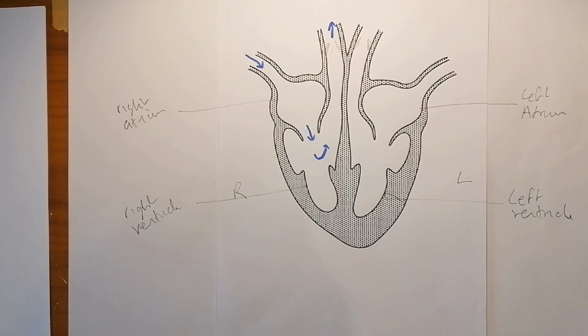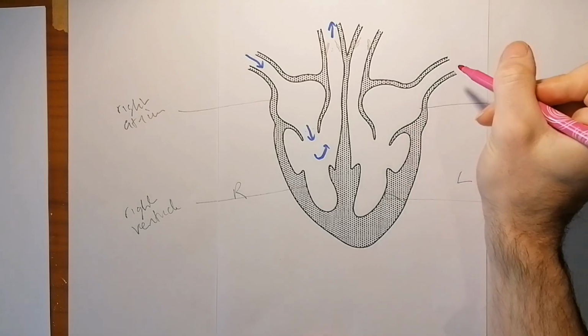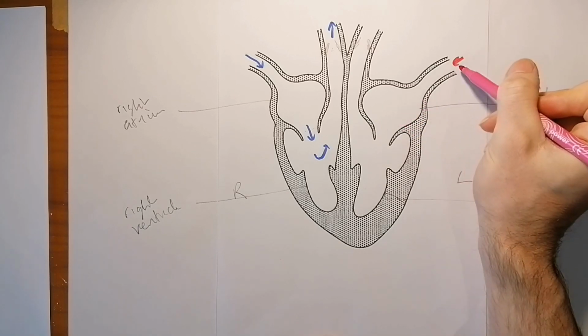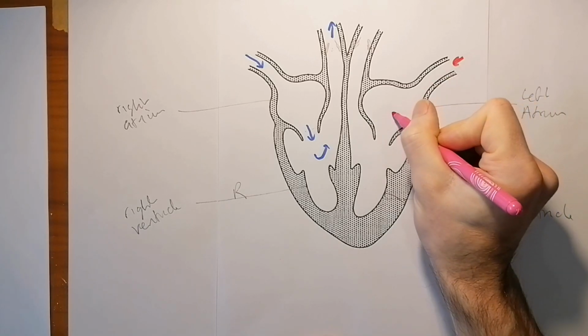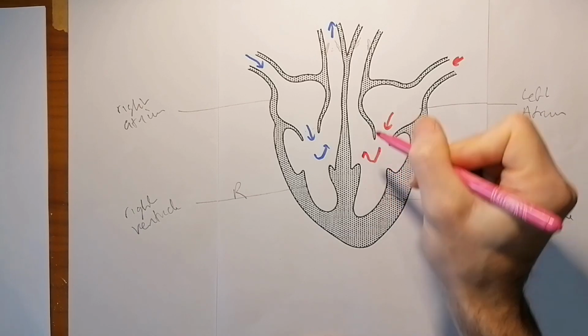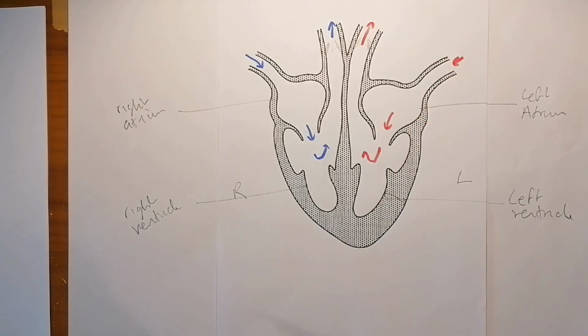Then when it comes back from the lungs, it's oxygenated, comes back here into the pulmonary vein, into the left atrium, into the left ventricle, and then up out of the aorta. But that you really need to know already before we start this. That's the basic anatomy of the heart. There are other videos about that, and you should look that up before you start this one.